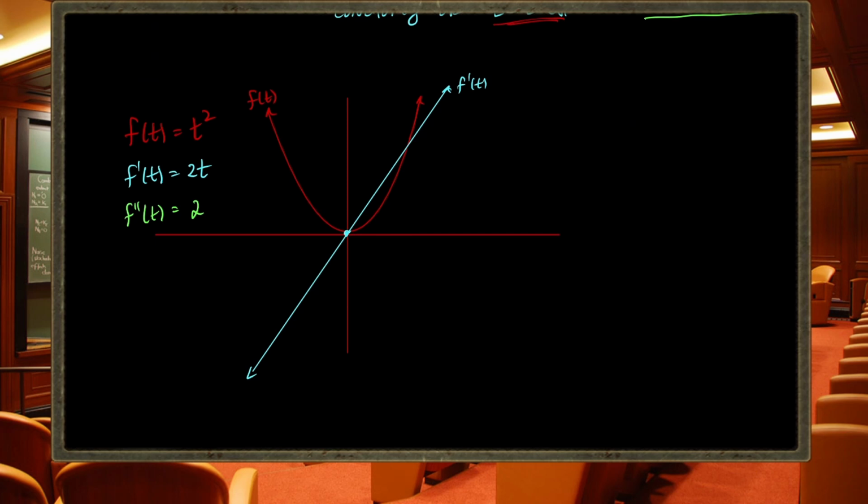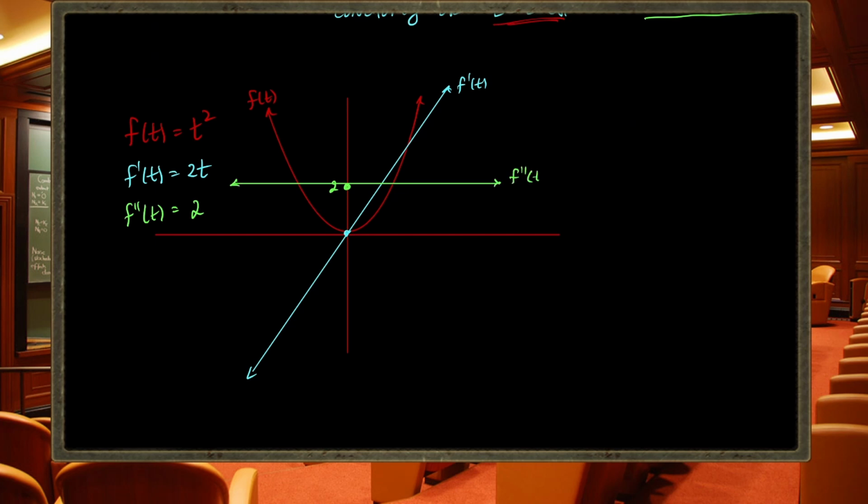And how does that make sense with our graph? How is the slope of f changing? In other words, what's the rate of change of f prime? Well, the rate of change of f prime is just 2. It's increasing by 2 for every 1 we increase. So it's locked in at a constant 2.